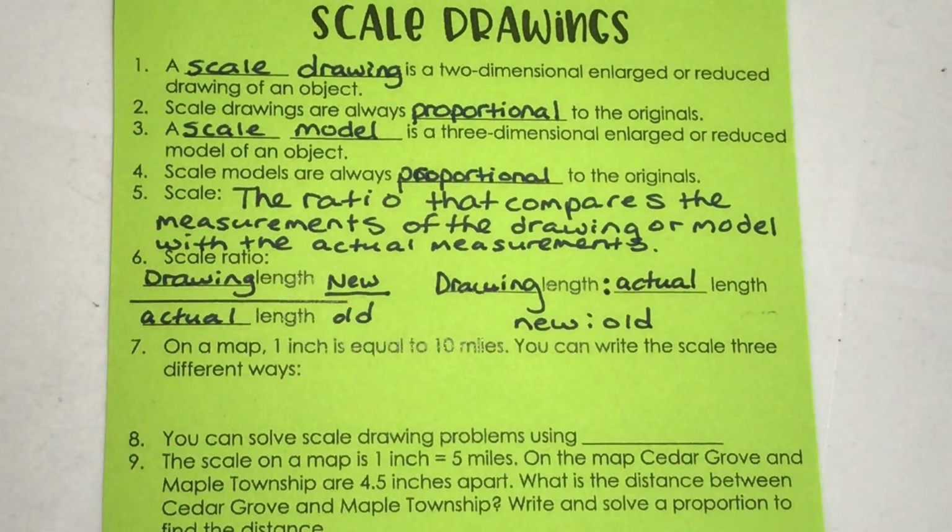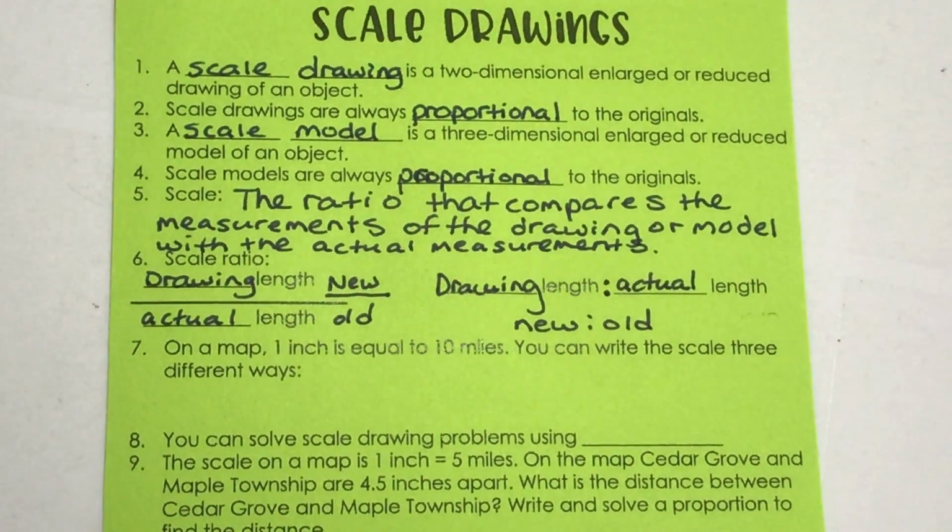All right, I want you to think about a map. Everyone has seen a map before, whether on screen or in real life, a paper version, whatnot. Okay, so pretend, in your mind, on a flat map, 1 inch is equal to 10 miles. We have to be able to write that 3 ways. What is one way I could write 1 inch is equal to 10 miles? What is one way I can represent that?